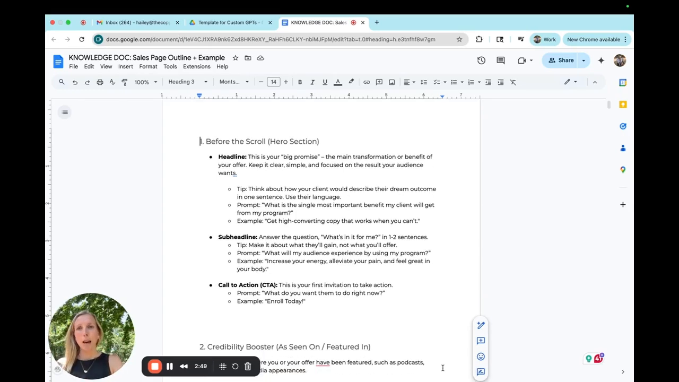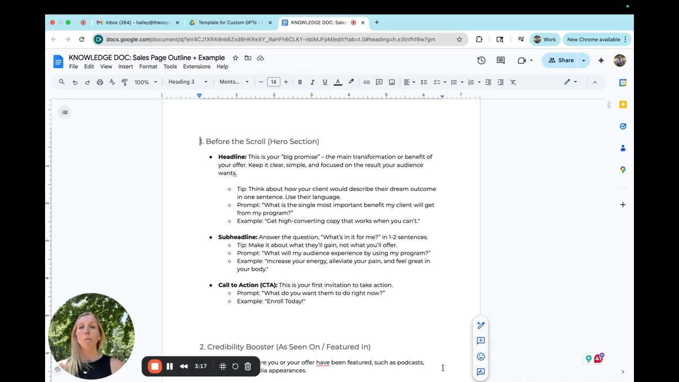First things first is that before the scroll, the hero section. This is where you typically have your headline and your subheadline and the call to action, right? This is all before they scroll. Sometimes it gets a little tricky if you're on mobile, but we want to make sure that the headline and the subheadline pull them in and make them want to keep reading. Make them say, yes, this is what I need. This is what I want.